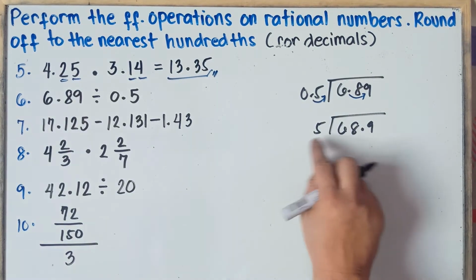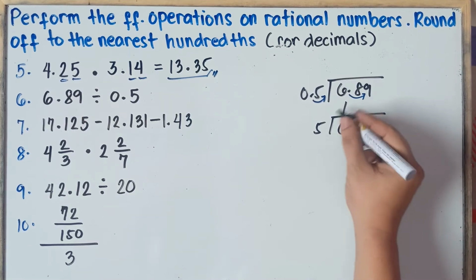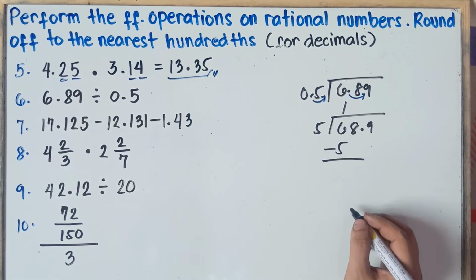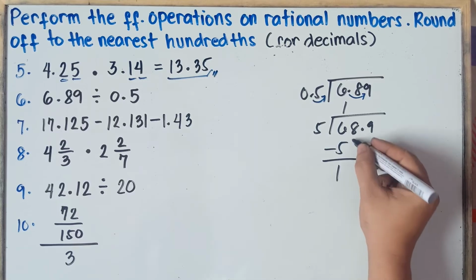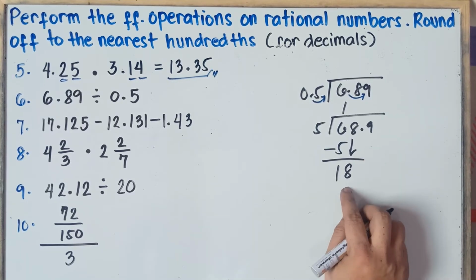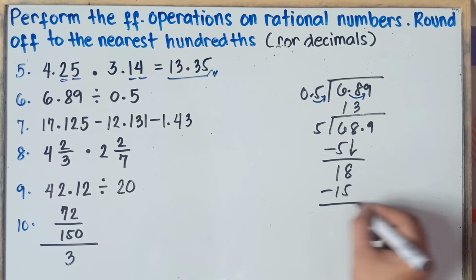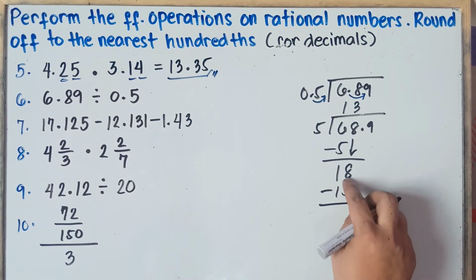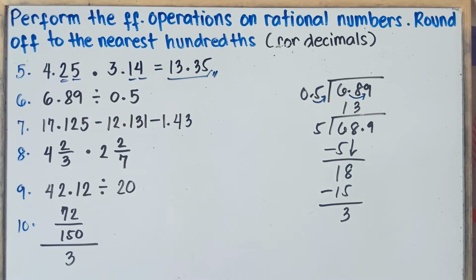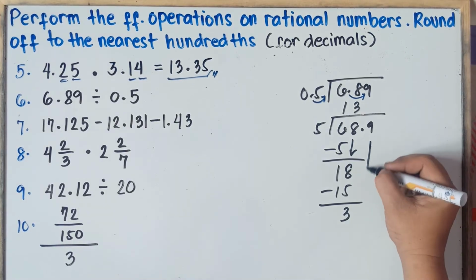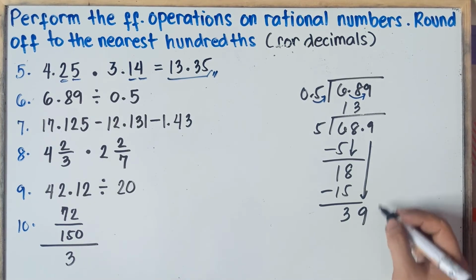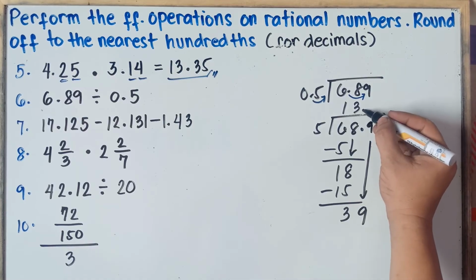So 6 divided by 5, that's 1. 1 times 5 is 5. Subtract. 6 minus 5 is 1. Bring down 8. 18 divided by 5 is 3. 3 times 5 is 15. Subtract. 18 minus 15, that's 3. And then bring down 9. And then do not forget, class, the decimal point. So 13, then decimal point.